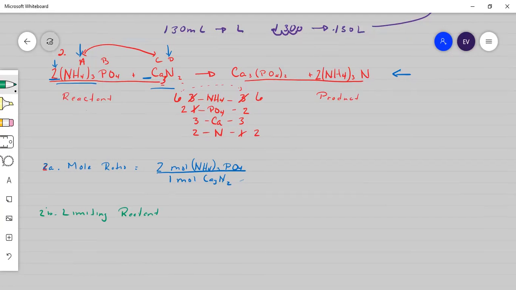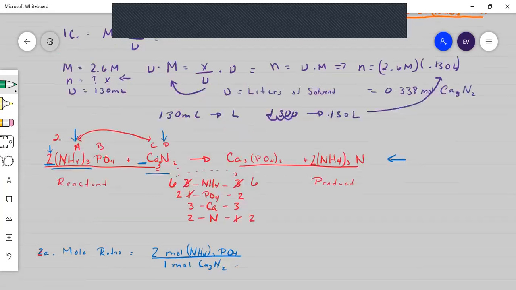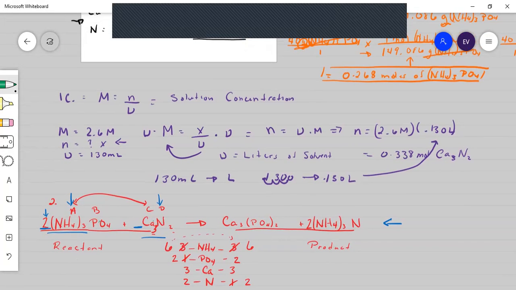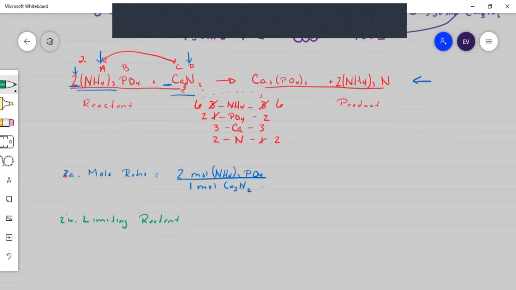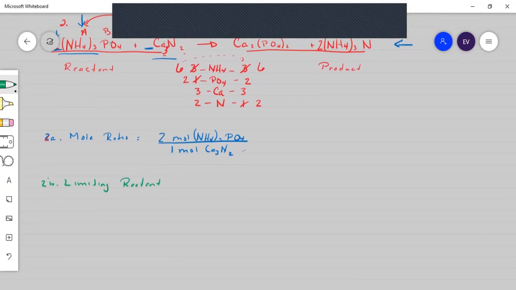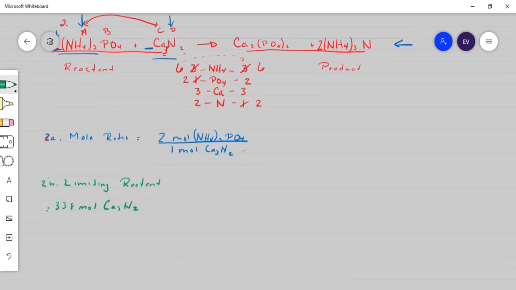All right, so I'm just going to pick one. I already calculated the moles of each one, so I'm just going to pick one of the values. I'm going to pick 0.338 calcium nitride, because that's the first one that I see. So 0.338 moles of calcium nitride. Again, this is the same number that we just calculated in the previous question. Put that over 1.